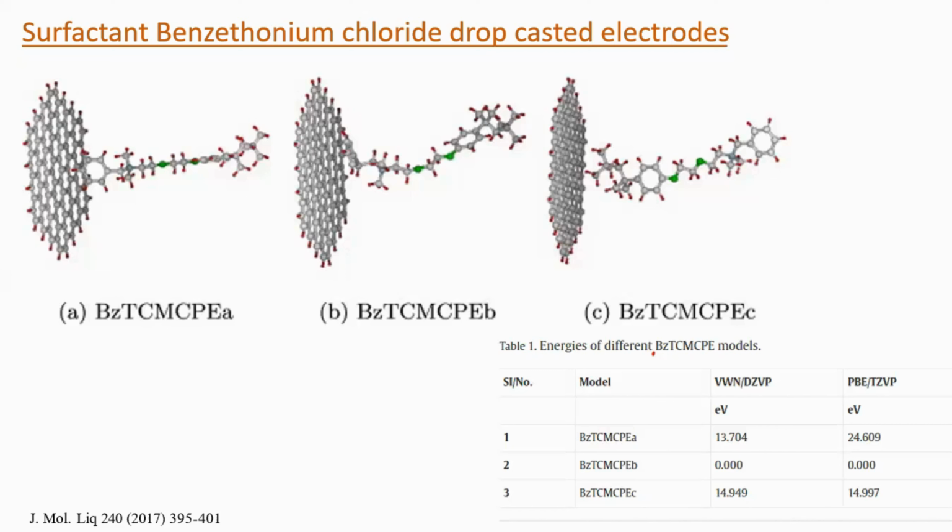Now we will think about surfactant immobilization. What we are doing here is adding some surfactant on the electrode surface. Just take a micropipette and add like 1 to 10 microliters of the surfactant on the electrode surface, and then you dry it and start to use it.